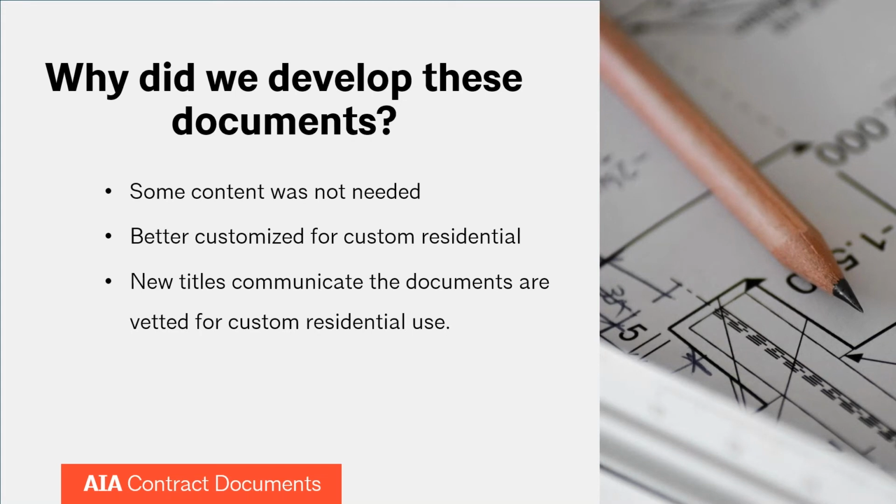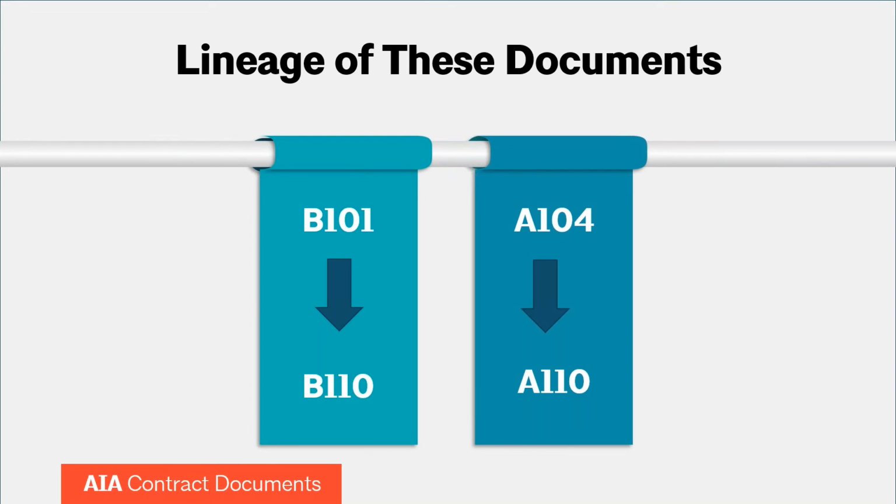Previously, architects and contractors have successfully used other AIA agreements for their custom residential projects. Small differences in custom residential projects, however, meant that some of the content was not relevant and could be ignored, while other information needed to be added. The new document titles have the word residential in them to communicate that they have been vetted for custom residential projects and will need fewer, if any, edits. The B110 descends from B101, the flagship agreement, and A110's evolution more closely follows A104.